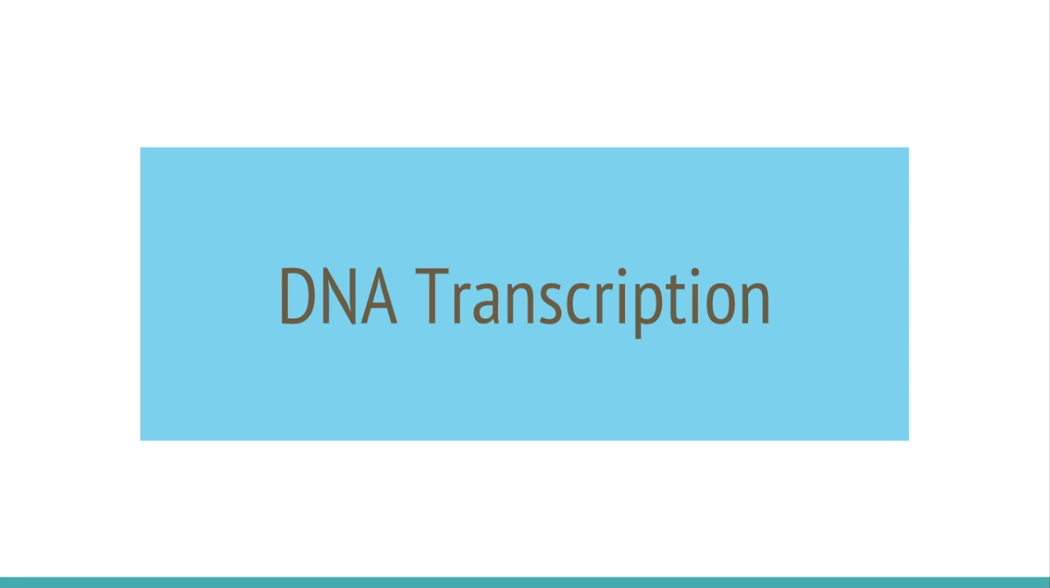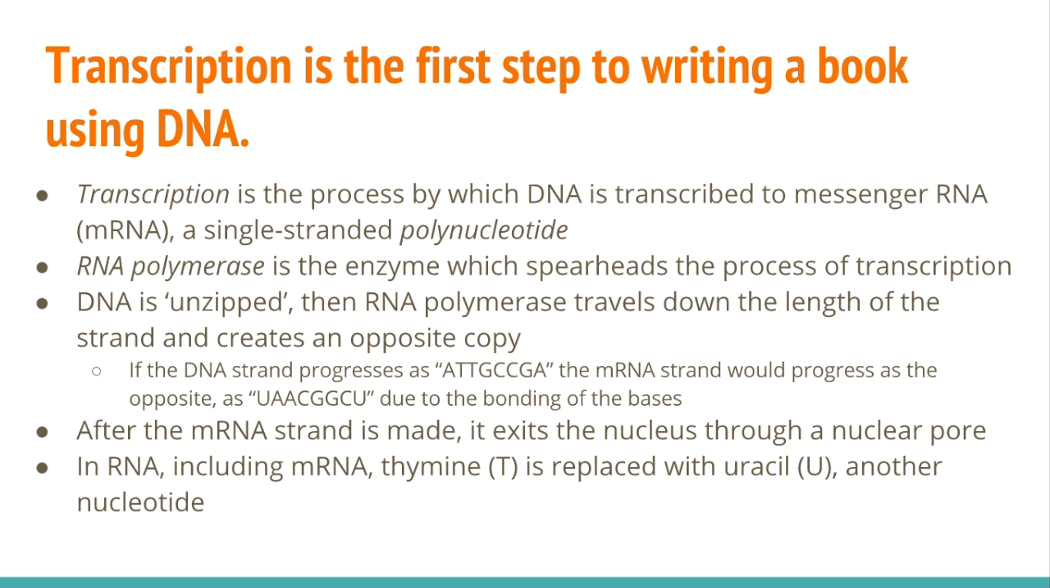The next topic is DNA transcription. We're moving right along with our central dogma. This is when DNA goes to RNA, and it is the first step to writing a book using DNA. So transcription essentially changes DNA into mRNA, which is a single-stranded polynucleotide. DNA is a double-stranded polynucleotide, so mRNA is quite a bit simpler.